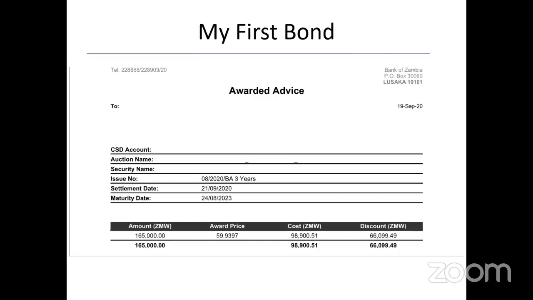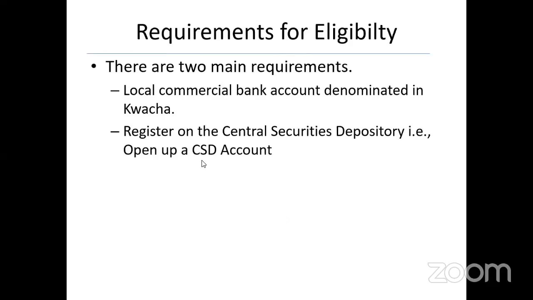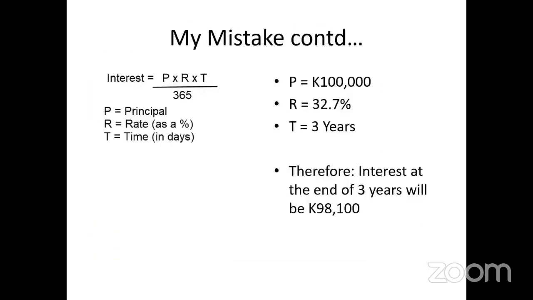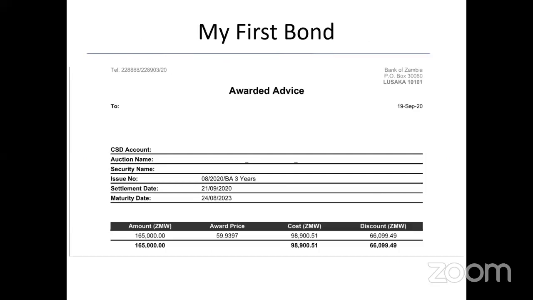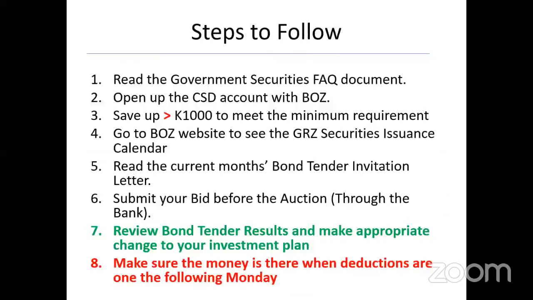First of all, it's a good thing you've asked. When you are doing your bids for your bonds, the money sits in your bank account. So if you are with FNB, Atlas Mara, Access, Standard Chartered, Zanaco, you name it, the money sits in your bank account. That's why the requirement is that you have a Zambian account, or rather an account with Kwacha as the local currency. Then at step number six, you submit your bid before the auction, through the bank.